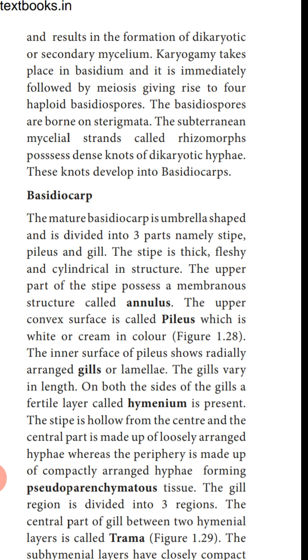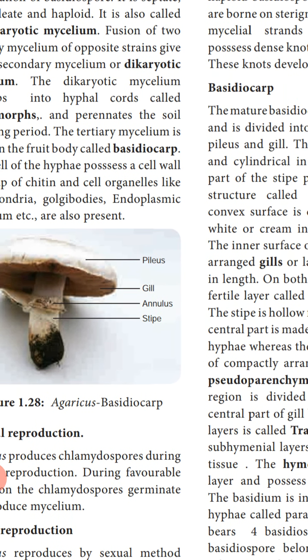It is divided into 3 parts. So here in the structure of the basidiocarp, you can find 3 structures: the stipe, the gill, and the pileus. The stipe is the stalk region, which is surrounded by a membrane called the annulus. Then we have a convex region called the pileus. On the inner side of the pileus, there is a radial arrangement called the gills or the lamellae.